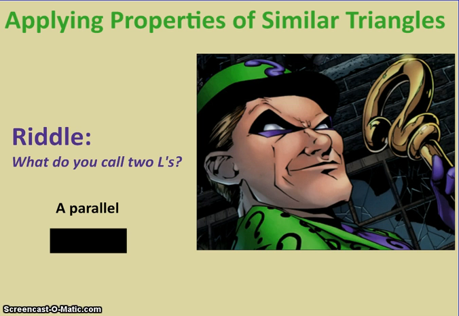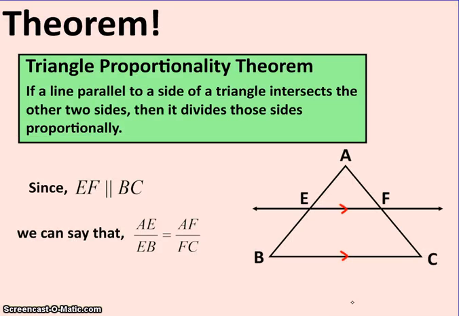Because similar triangles are actually going to be using parallel lines. And we will be talking about that in reference to the triangle proportionality theorem. Alright, so let's go ahead and get right into it. The triangle proportionality theorem says that if a line parallel to one side of a triangle intersects the other two sides, then it cuts that triangle proportionally.